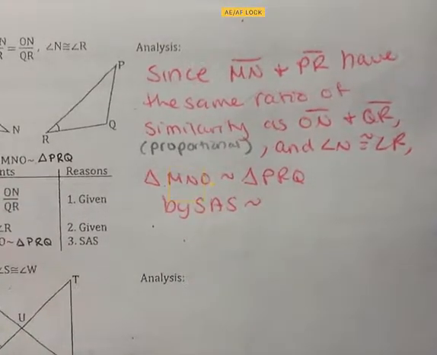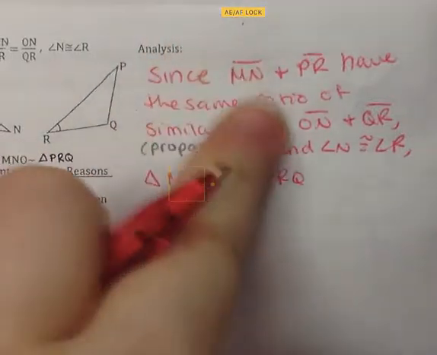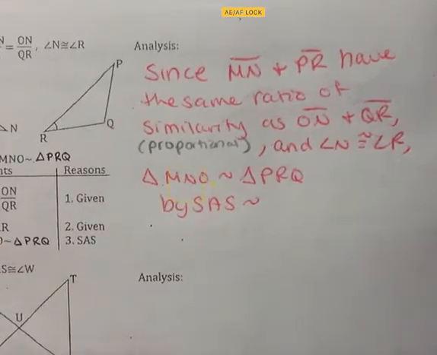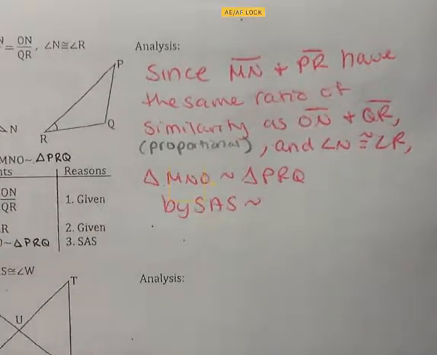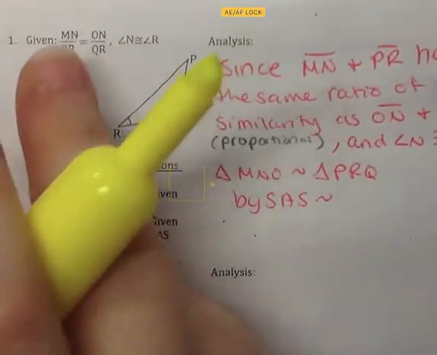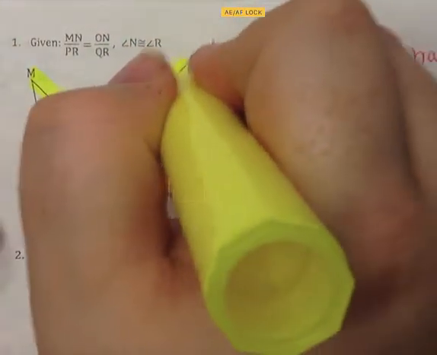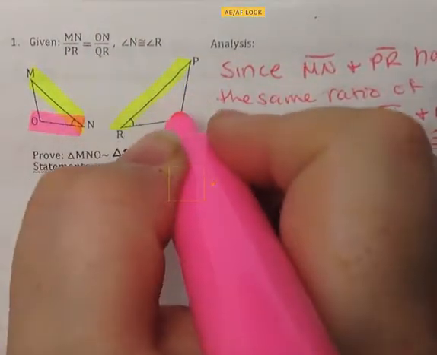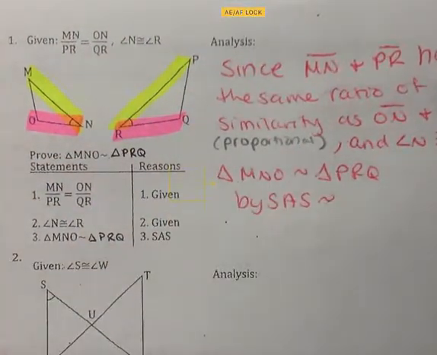That's the difference between congruency and similarity, is because we have proportionality instead of congruency. That's the main difference between our sides. If we had congruency, these sides would have to say they're congruent. So technically we have MN over PR, so MN and PR would need to be the same color because those are proportional to each other. And then ON and QR would have the same colors because those are proportional to each other. They have the same ratio of proportionality.